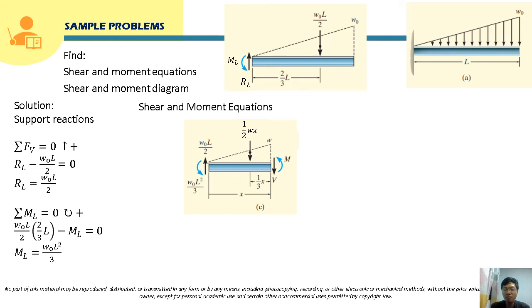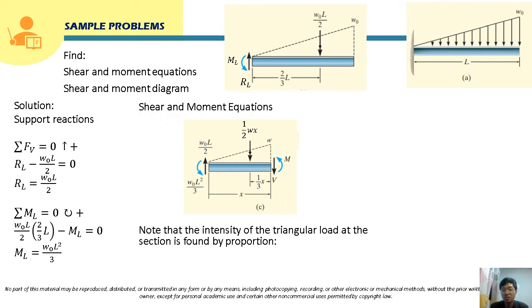Okay, so class, from this free body diagram, we can now establish the shear equation by summing up vertical forces. But here, we are going to determine first the intensity W. We can determine the value of this intensity W by considering the proportion of the triangles. Since we cut this loading at this section, this smaller triangle will be similar to the larger triangle, so we can use proportion here.